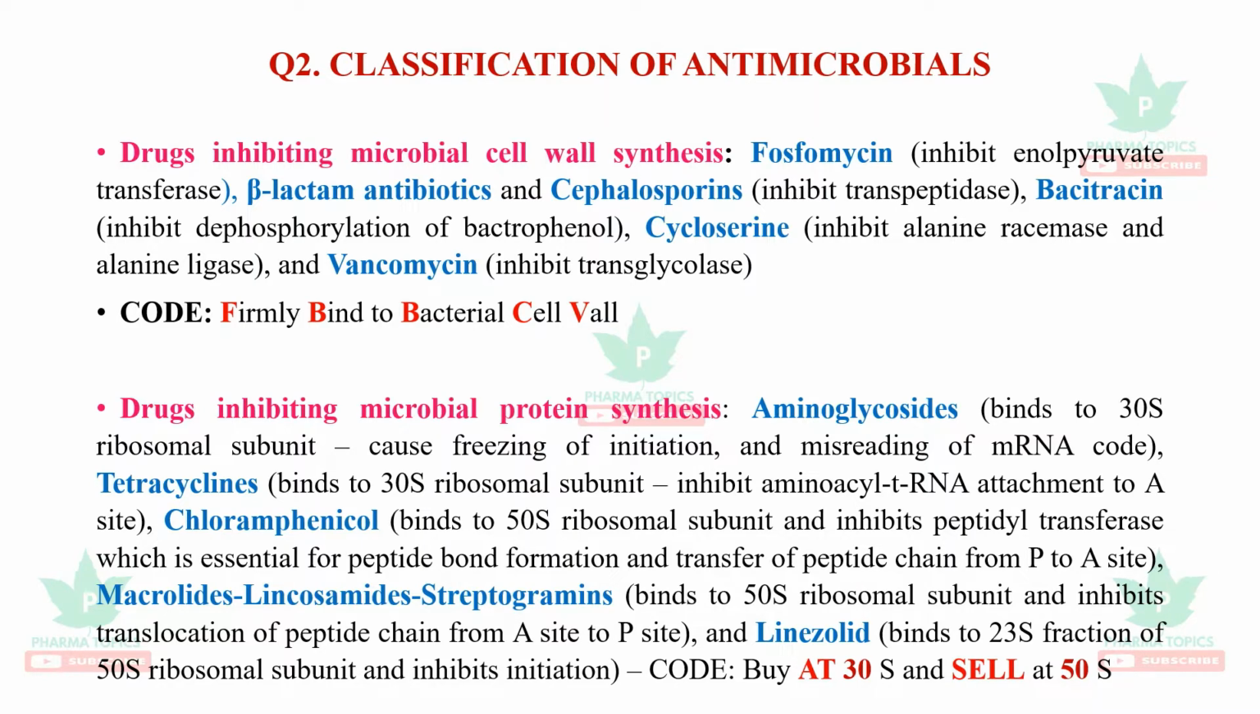The next category of drugs inhibit the microbial protein synthesis. You remember with the code: buy at 30 and sell at 50. That is, aminoglycosides and tetracyclines bind to the 30S ribosomal subunit of the microbes, whereas streptogramins, erythromycin, that is macrolides, lincosamides, and linezolid bind to the 50S ribosomal subunit and inhibit the protein synthesis in the microbes.